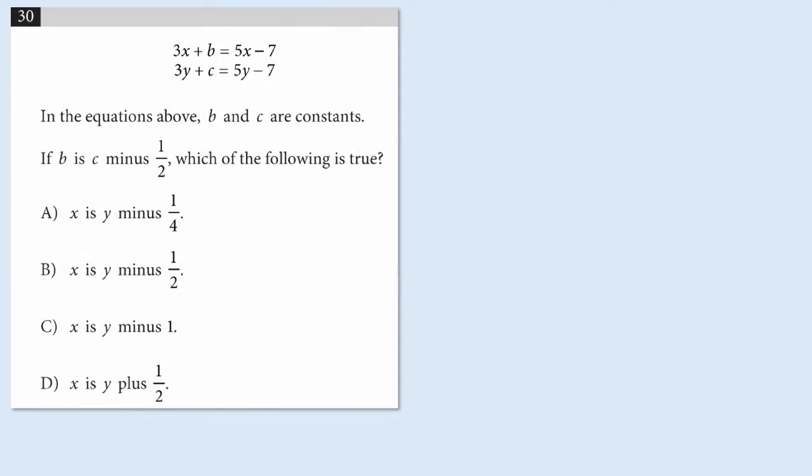This multiple choice problem from the College Board is from section 4 of the SAT math test, which does allow calculators. And the problem says, in the equations above, b and c are constants. If b is c minus 1/2, which of the following is true?